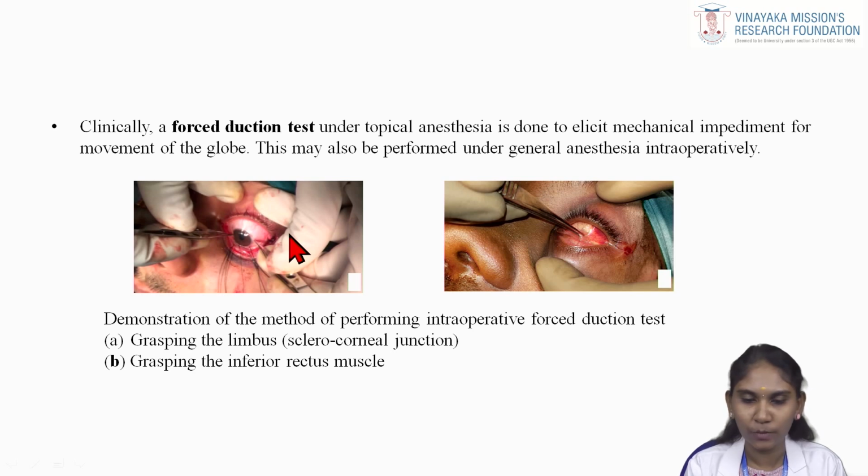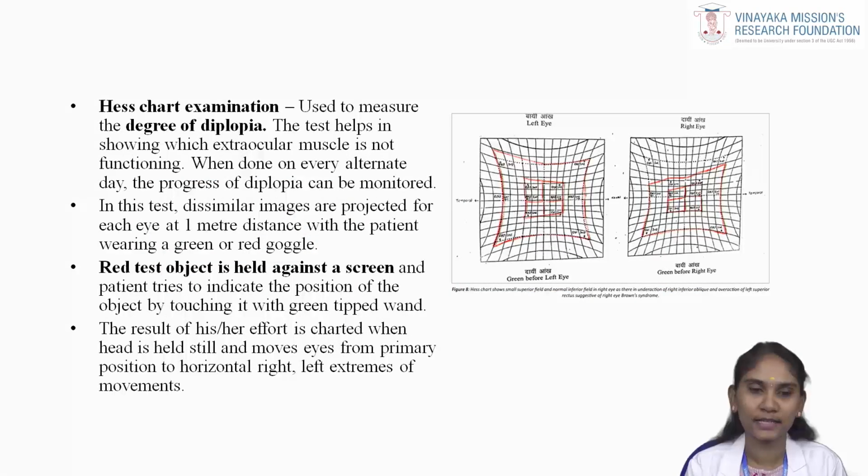So first, what do these 2 pictures demonstrate? First, in picture A, the limbus is grasped, that is the sclerocorneal junction, and picture B demonstrates the grasping of the inferior rectus muscle. Okay. Now, the Hess chart examination.